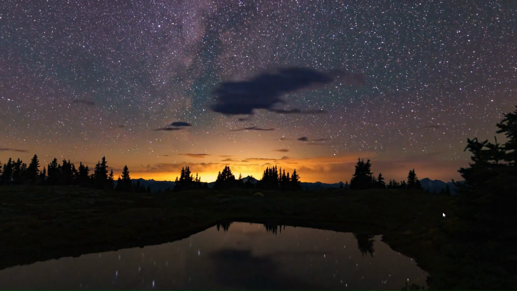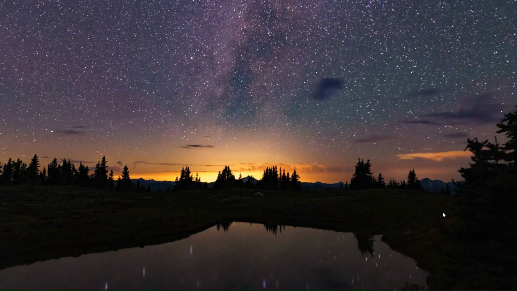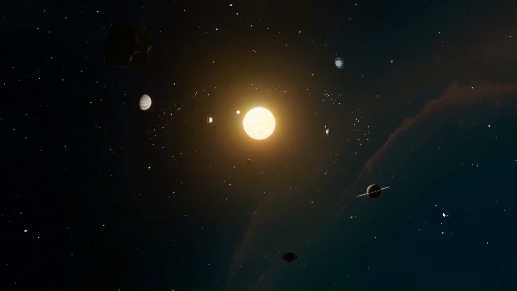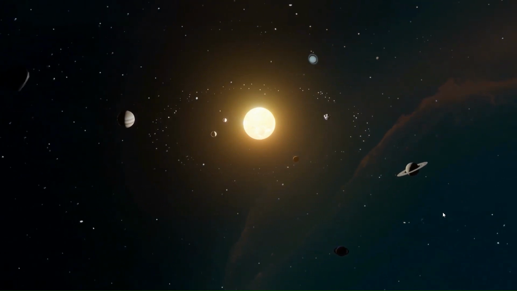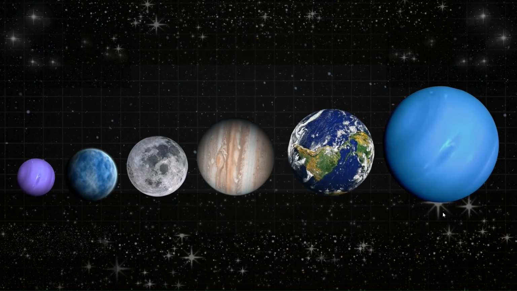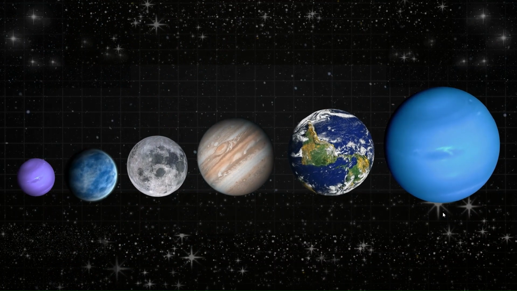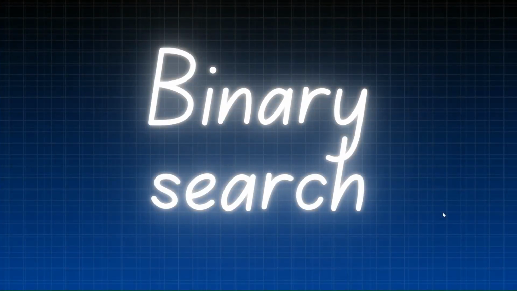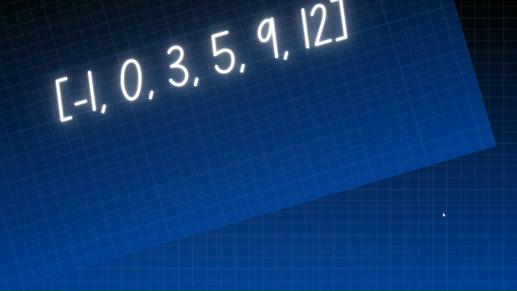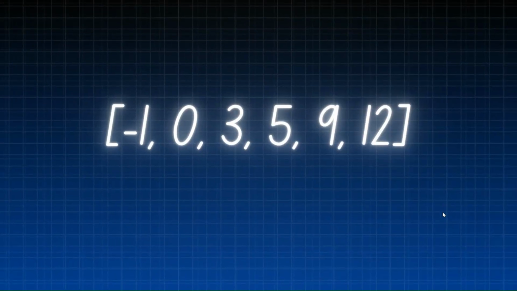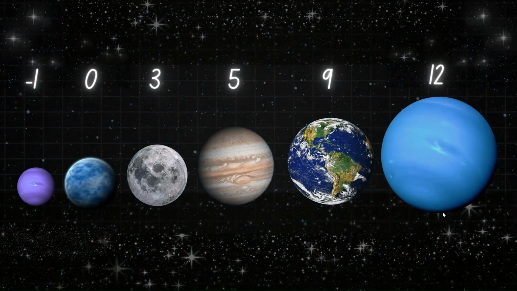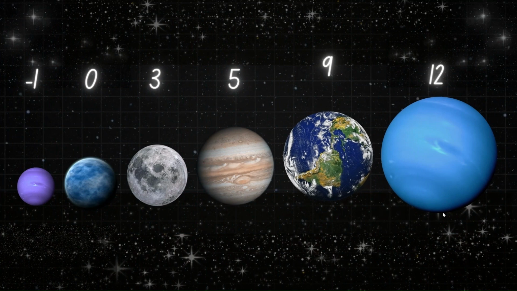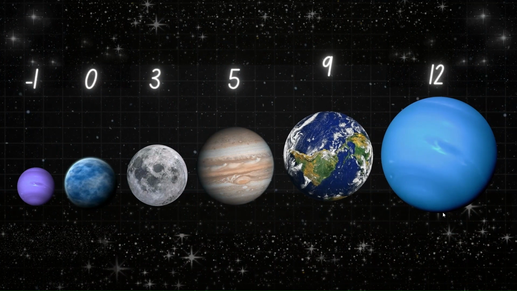Imagine you are a space explorer on a mission to find a hidden treasure on different planets. Each planet is marked with a number and they are all lined up in order from smallest to the biggest one. Now, your goal is to find the treasure hidden on one of these planets. For that, let's use binary search to find it quickly. Let's say our planets have these numbers on them, and we are looking for the planet with the number 9. We need to find it without checking every single planet.